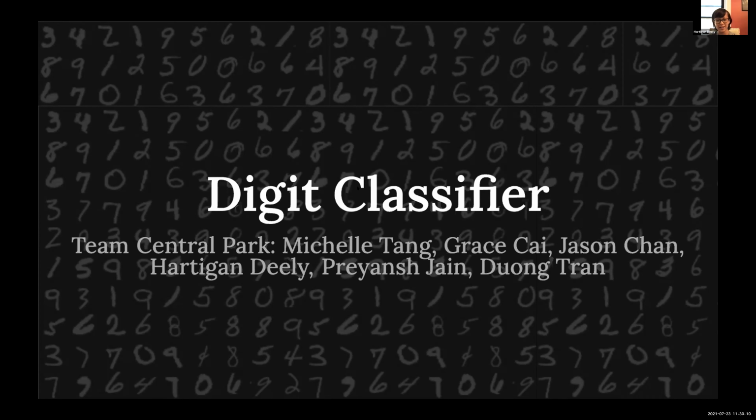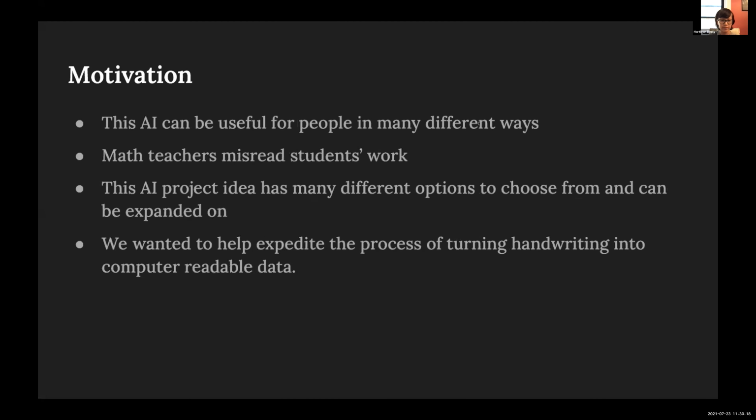And we made a digit classifier, a model that can identify and classify digits. So one reason why we built this model is because this AI can be useful for people in many different ways. We also made this model for math teachers so that they won't misread students' work.